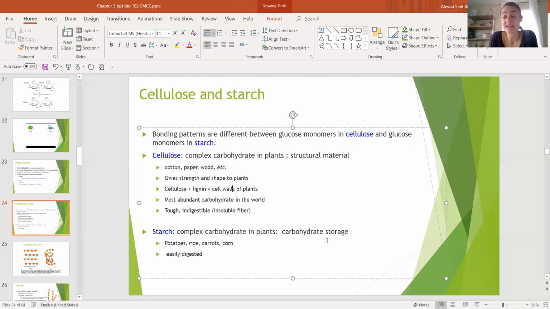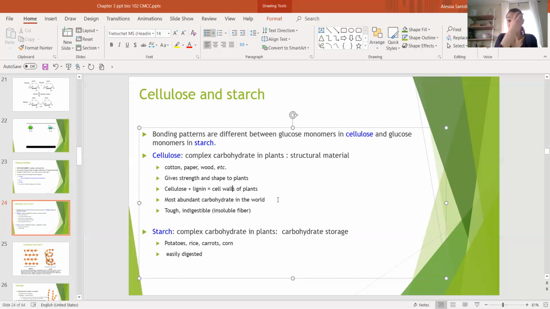This is tough, indigestible, insoluble fiber. So this is actually really good. Even though we can't digest it, this is the stuff that cleans out our gut, right? This is something that we need to eat. We need to eat our veggies and all that stuff because the things that we then excrete, most of it is basically cellulose.